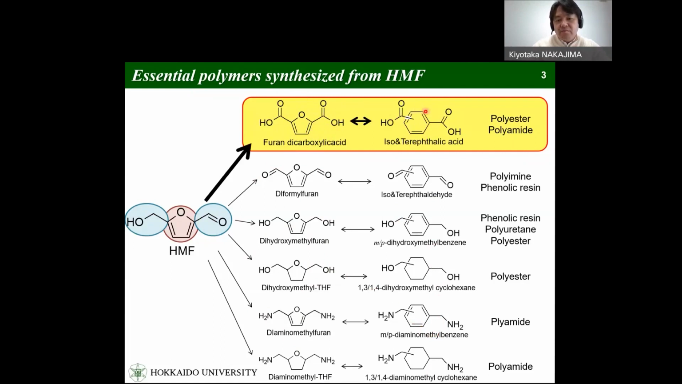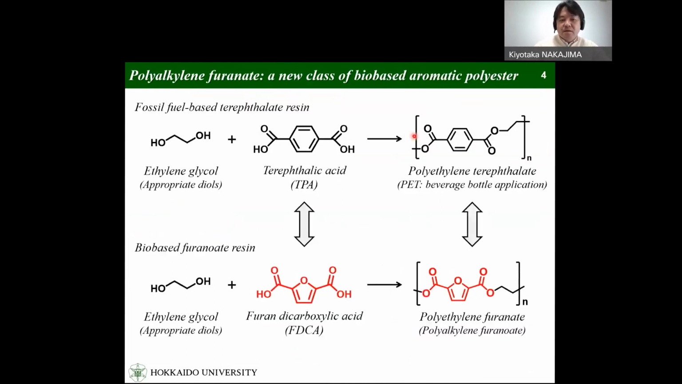Terephthalic acid is widely utilized for polymer chemistry. Polymerization of ethylene glycol with terephthalic acid produces polyethylene terephthalate. This is a very famous polyester, mainly utilized for beverage bottle application. And if we replace this oil-based terephthalic acid with biomass-based furan dicarboxylic acid, we can obtain polyethylene furanoate as shown here. Polymerization of ethylene glycol with this molecule produces this kind of polyester. This is a potential replacement of the oil-based PET.